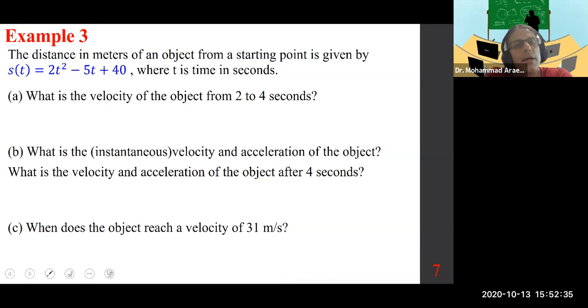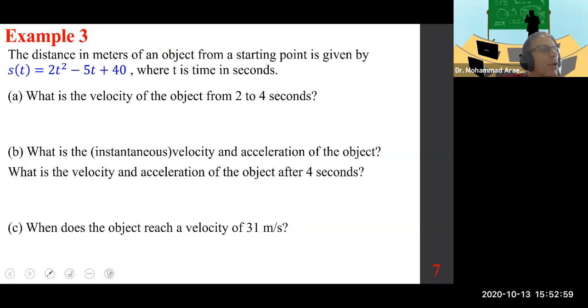All right. The distance in meters of an object from a starting point is given as follows: S of t is 2t squared minus 5t plus 40, where t is time in seconds. And so we want to find the velocity from 2 to 4. This is the good old average velocity, that is the total distance over total time.